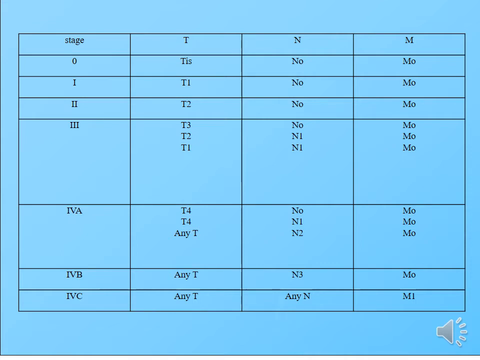And we go to stage 4B, where we have any T, any staging of T, and any N3 lymph node, and no distant metastasis. And the worst prognosis is stage 4C, where we have any T, any N, and distant metastasis, meaning M1.